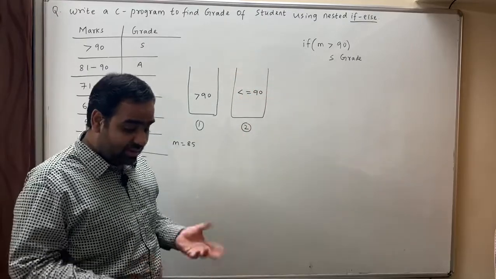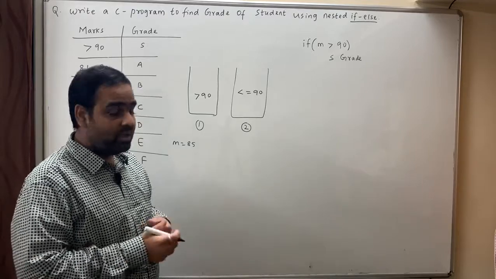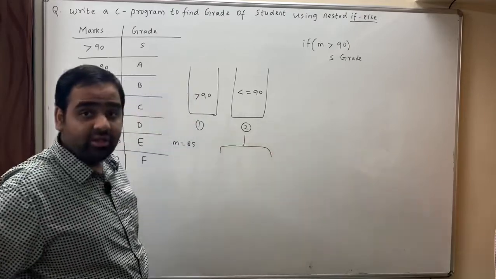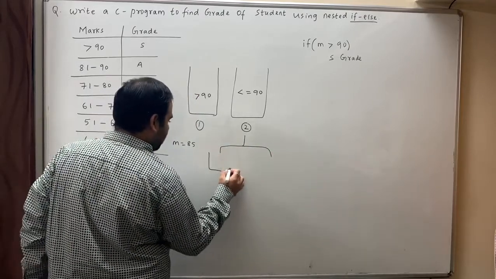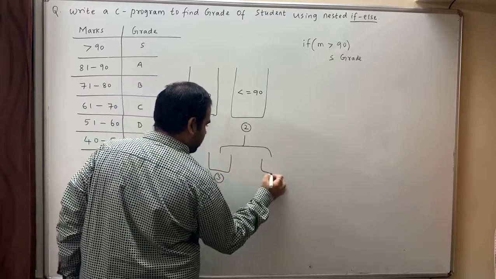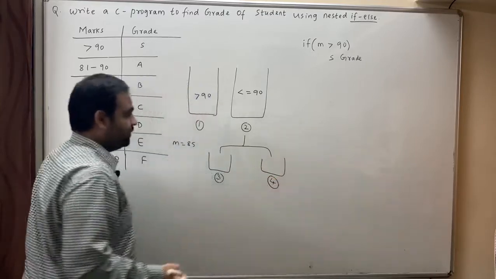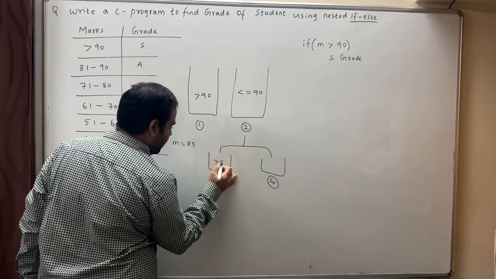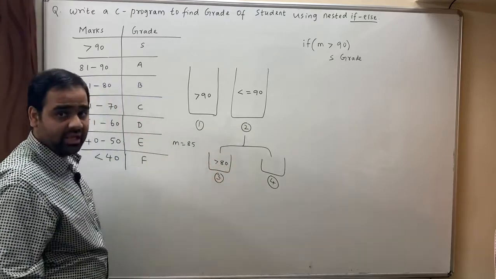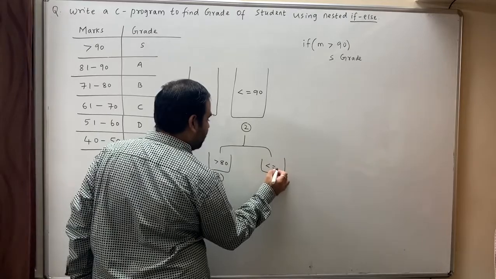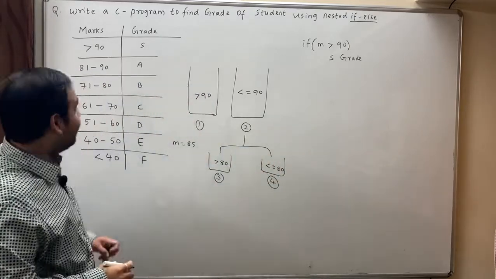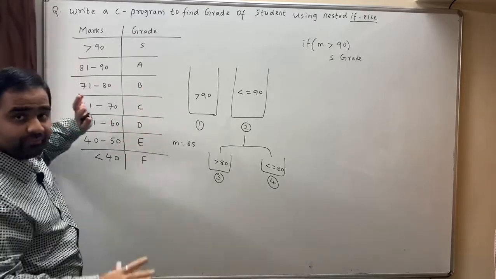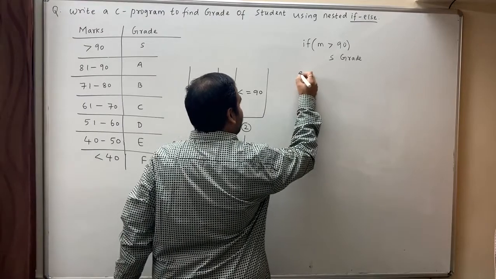But can I conclude which grade the student is? No. Therefore, what will we do? We will subdivide into two more buckets. Let me call this bucket 3 and this bucket 4. If marks is greater than 80, we will put it in bucket 3, and if marks is less than or equal to 80, we will put it in bucket 4. When I say less than or equal to 80, it can be anything out of B, C, D, E and F. That means I need to write else over here.